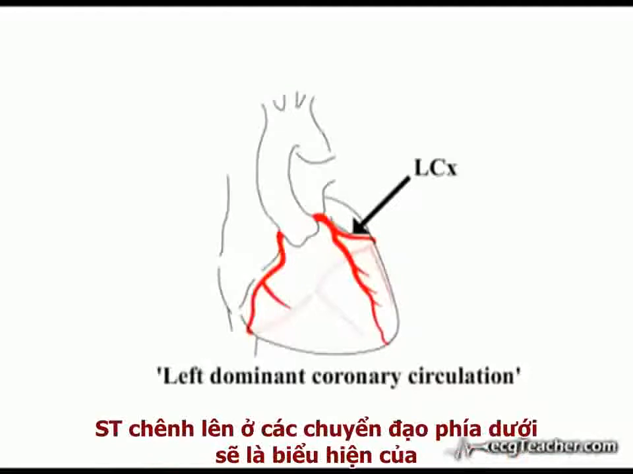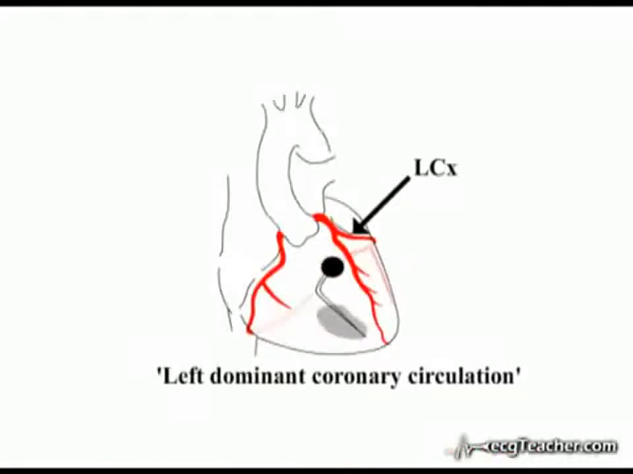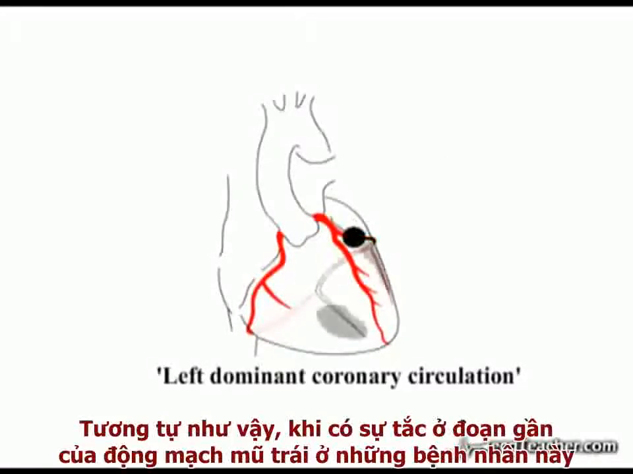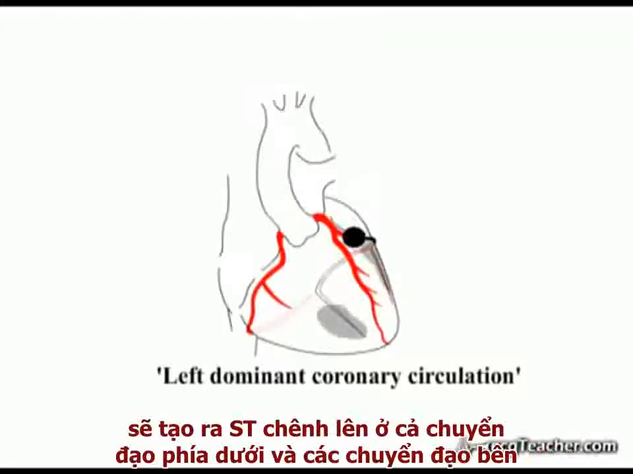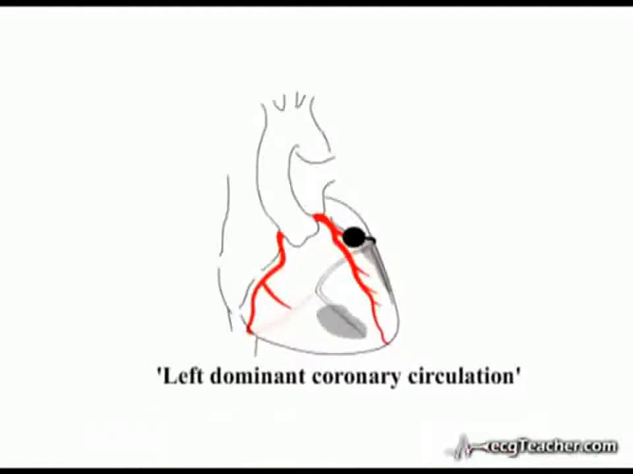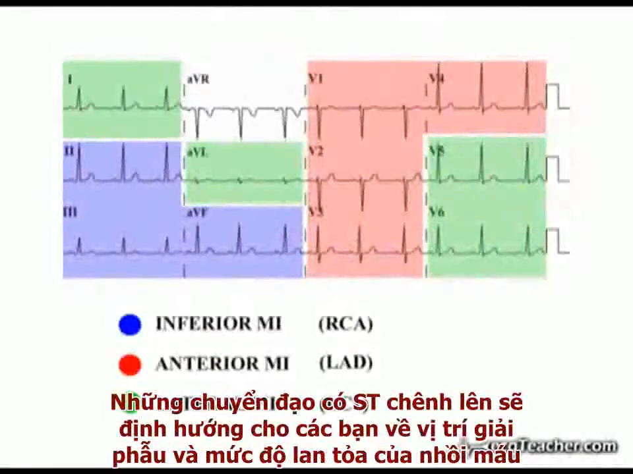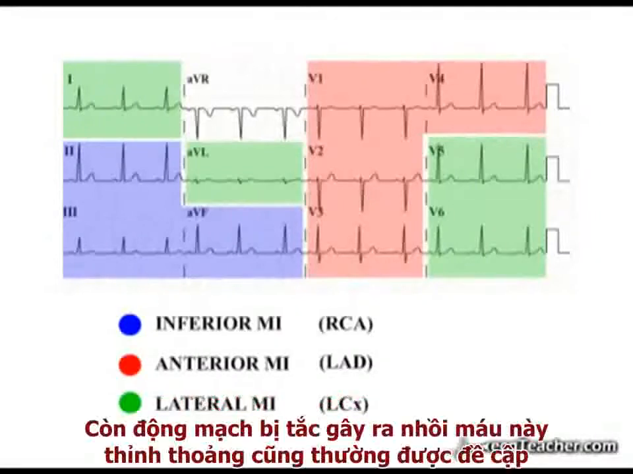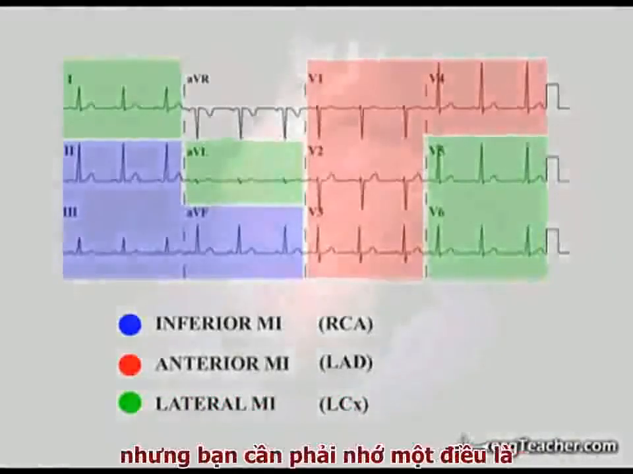In such an individual, an inferior pattern of ST elevation indicates obstruction of the left circumflex. Equally, proximal obstruction of the circumflex in such an individual will produce ST elevation in both the inferior and lateral leads, and infralateral MI. The point is, in ST elevation MI, the leads in which ST elevation is present give you a good guide to the anatomical location and extent of the infarction. The artery responsible for infarction of the territory affected can usually be inferred, but there are well recognized variations in supply between individuals.